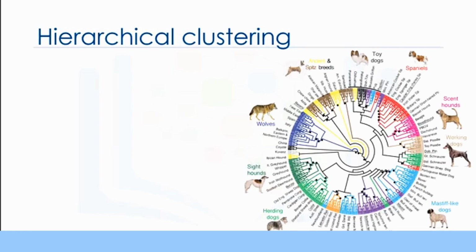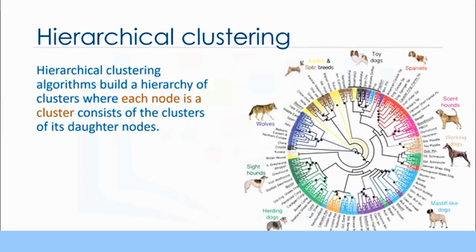This diagram shows hierarchical clustering of these animals based on the similarity in their genetic data. Hierarchical clustering algorithms build a hierarchy of clusters where each node is a cluster consisting of the clusters of its daughter nodes.